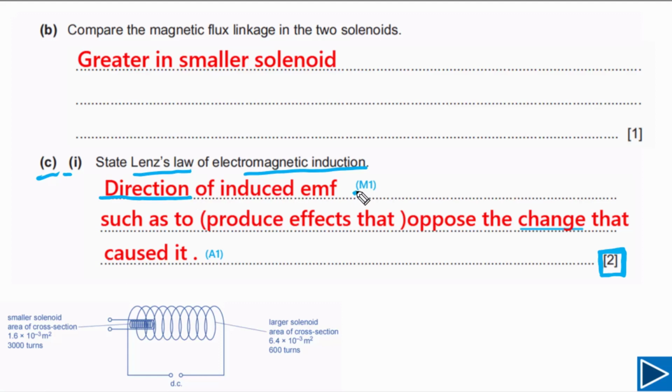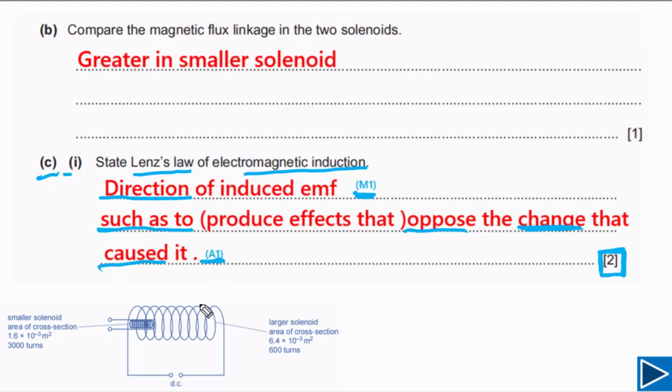And this has 1 mark, and this is a must mark, meaning you have to state in your answer the direction of induced EMF. If you didn't write the direction of induced EMF in your answer, you will not get this mark, and you will also not get the second mark because the second mark depends on the first mark. Then you need to say that the direction of induced EMF is such as to oppose the change. You have to mention change because this is underlined, so it has to be in your answer. That caused it. You will get the second mark.